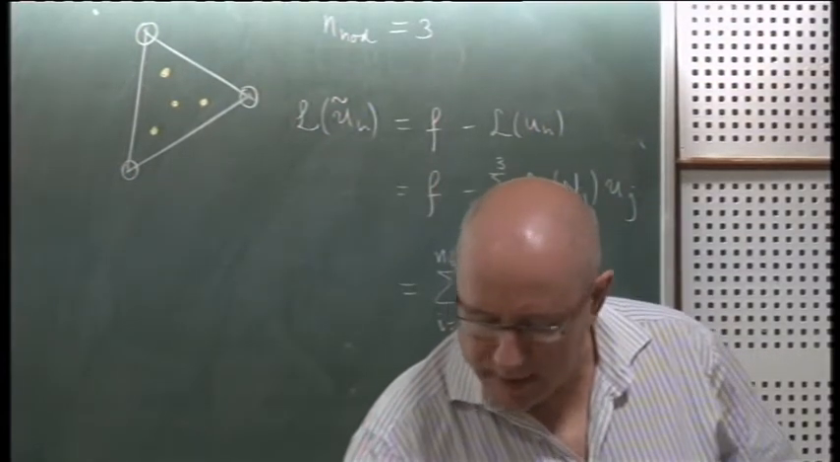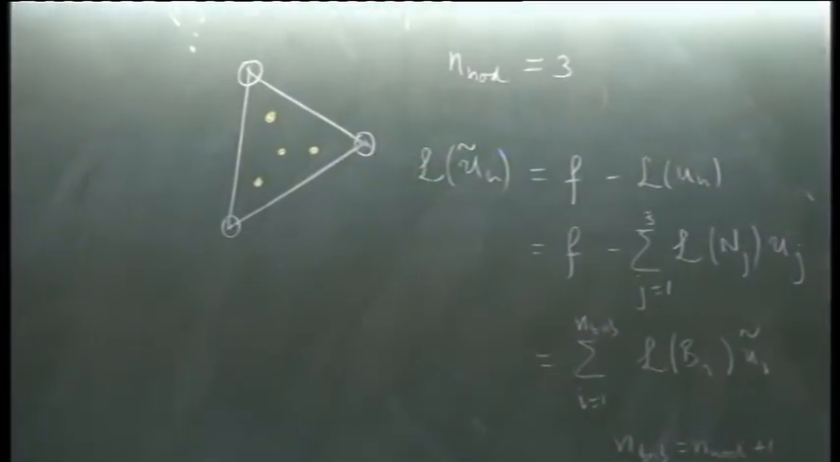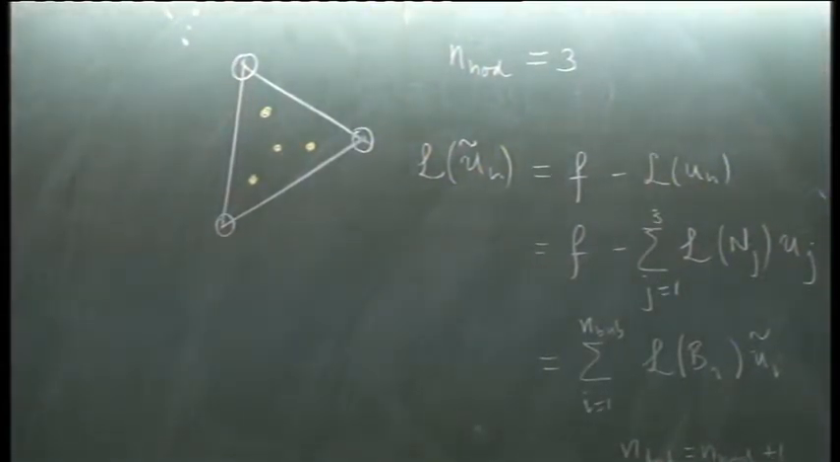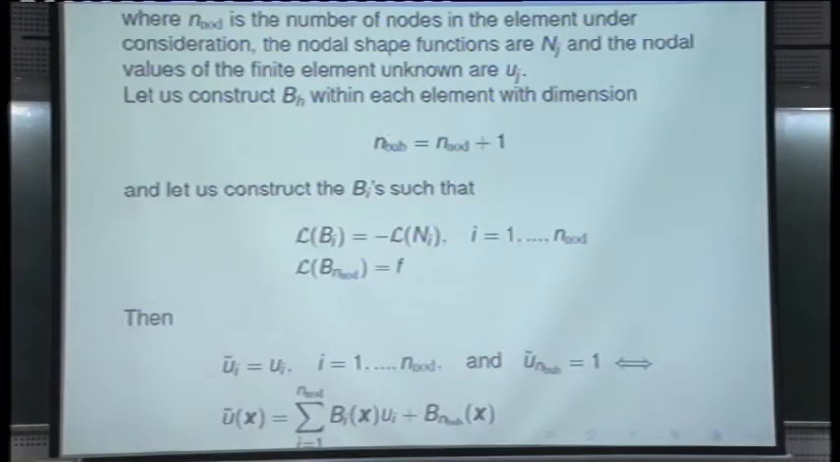Why am I claiming that that's the number of bubbles that we need? Only the number of nodes plus 1. Look, we define the bubbles, those 4 bubbles in our case, such that L of the bubble Bi is equal to minus L of the shape function Ni from I equal 1 to the number of nodes. So for the first 3 bubbles, we solve this equation. And then for the last bubble, the 4th bubble, we solve the equation L of the last bubble equal to F.